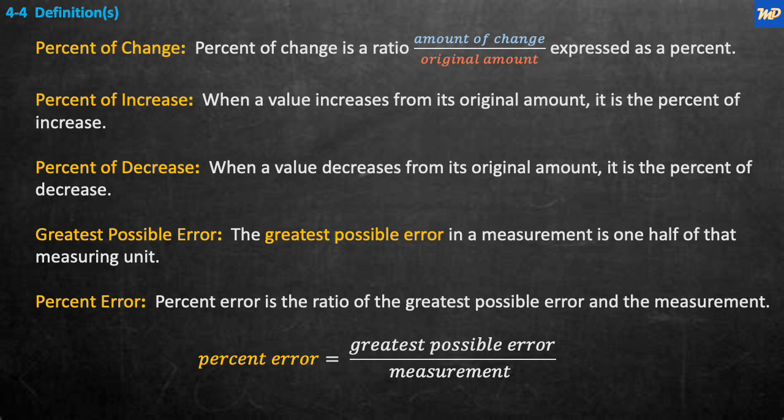Greatest possible error. The greatest possible error in a measurement is 1/2 of the measuring unit. So if you're measuring in inches, 1/2 an inch is the greatest possible error. If you're measuring in 1/4 inches, 1/8 of an inch would be the greatest possible error. Percent error. Percent error is the ratio of the greatest possible error and the measurement: the greatest possible error divided by the measurement.